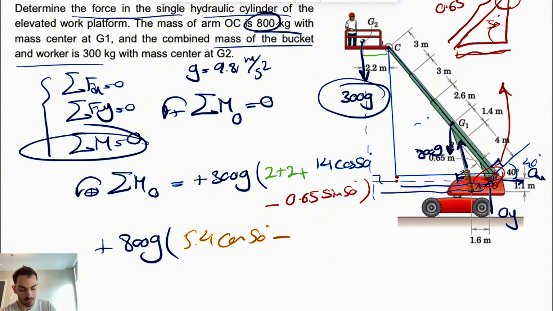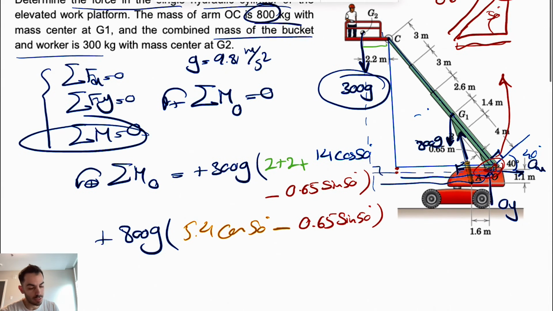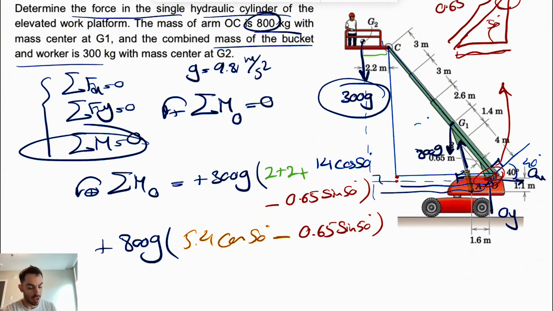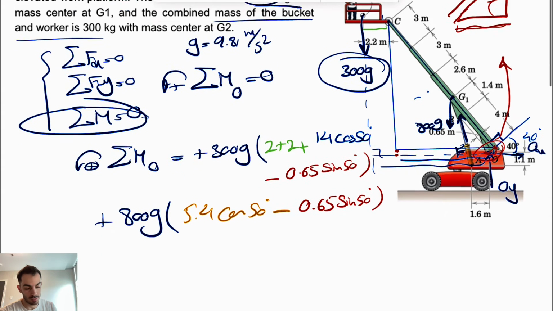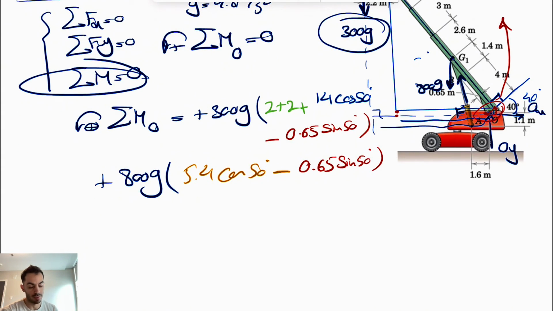Again, same thing applies in here, so minus 0.65 sine of 50. So that would be the moment of these two forces, and we're going to have the moment of the force F. I'm just going to clean up the figure because it's very messy now.